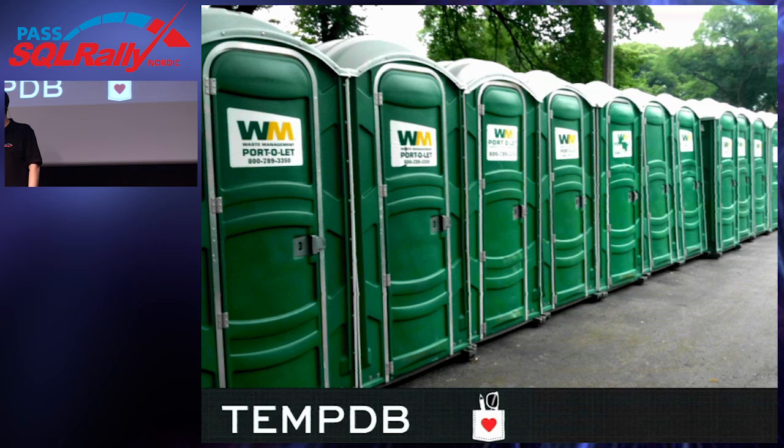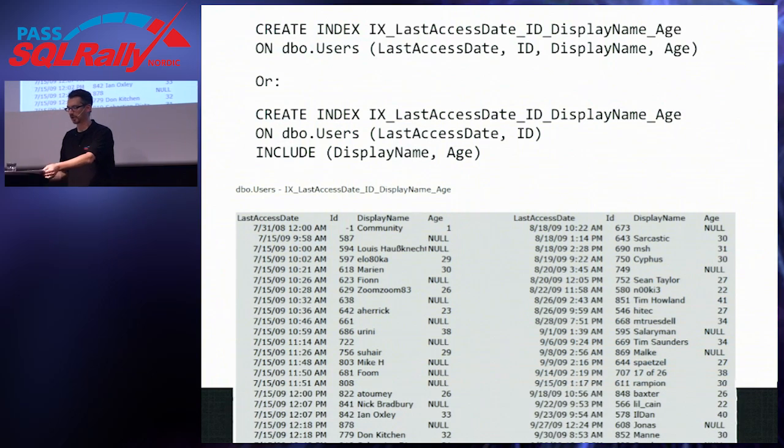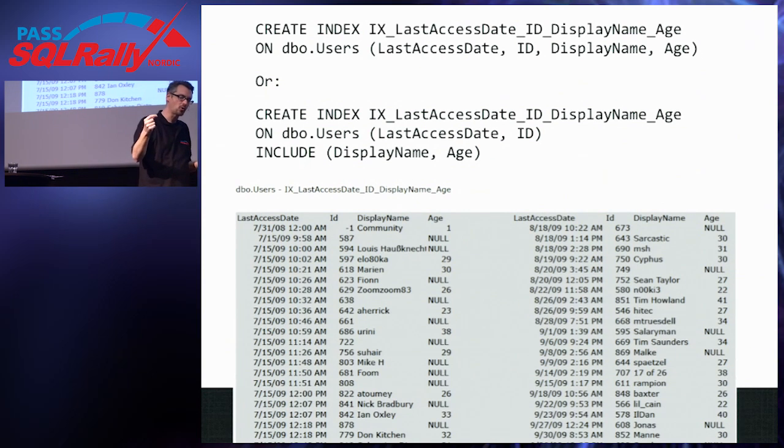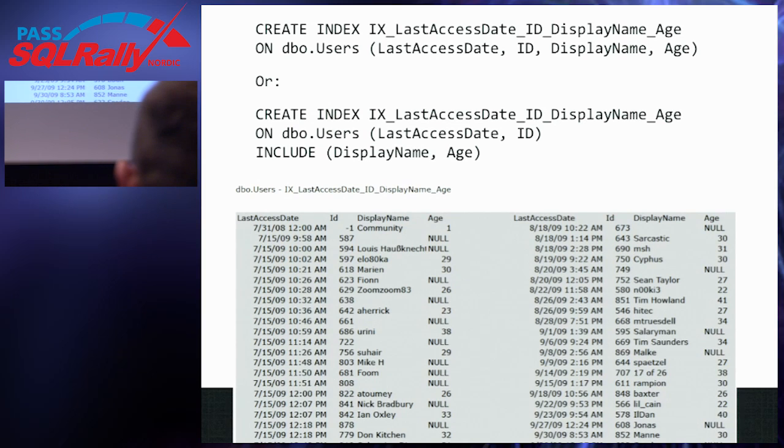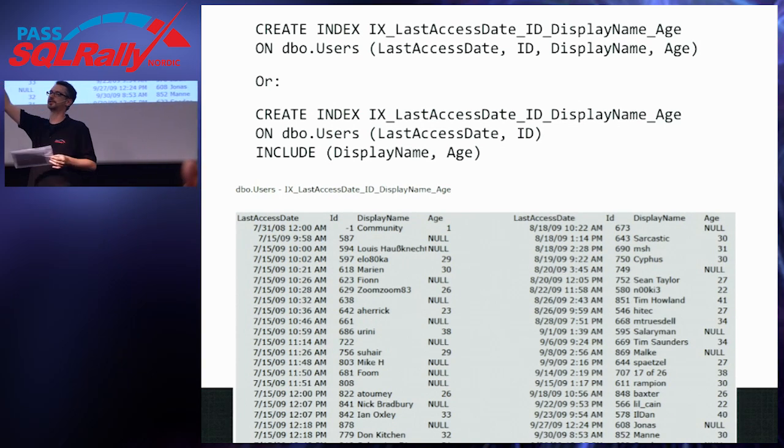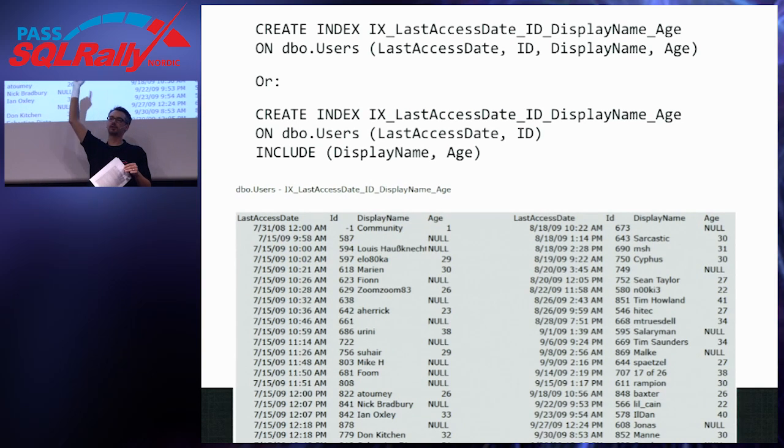Little info about the memory grants, and then of course we dump the stuff into TempDB. So now, what if I am constantly querying by last access date and display name and age? You don't have to pass these around, but this is the gray page. I've decided to create another set of indexes here. Either of the creates that I'm showing up at the top will produce these same leaf level pages. These are the pages in gray here. So I've got all of the users ordered by last access date, then ID, then display name and age.